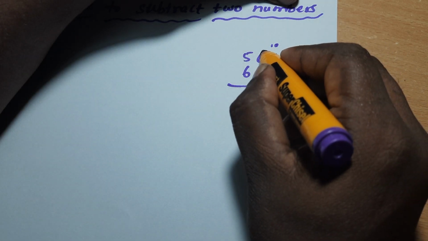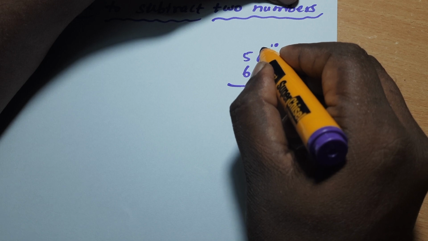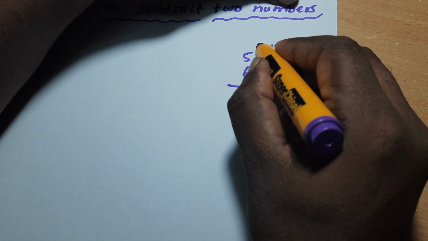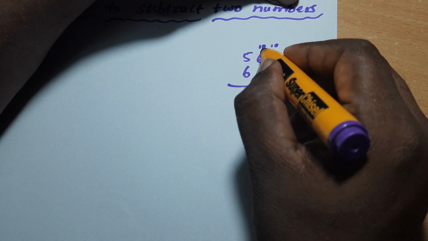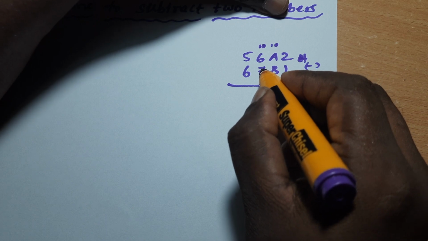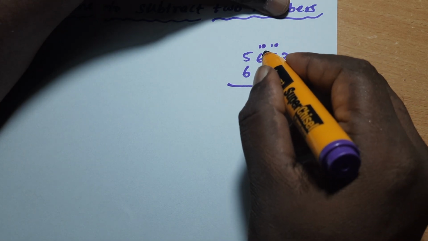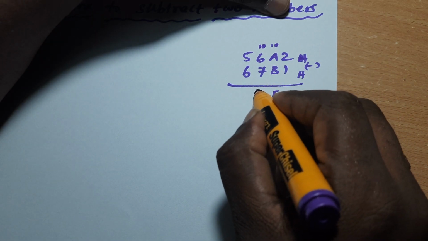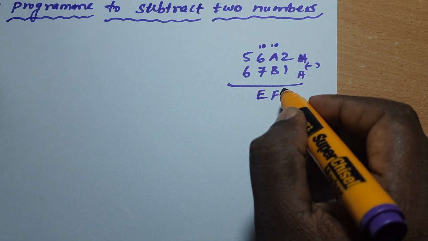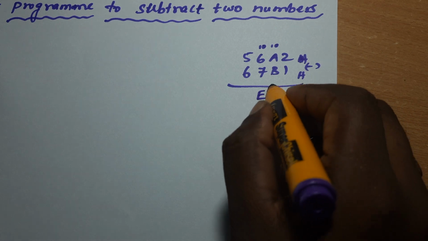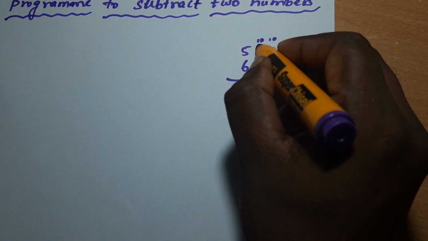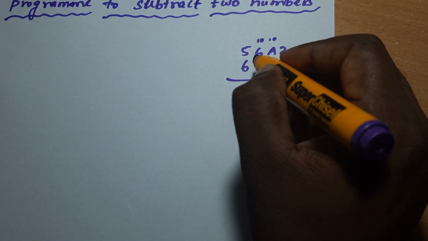And now this becomes 5 because we borrowed one. So 5 minus 7 is not possible. You borrow one, that becomes 16 again. So 16 plus 5 is 21. 21 minus 7 is 14. 14 is E. Now this becomes 4, because we borrowed one. This becomes 4. 4 minus 6 is not possible.